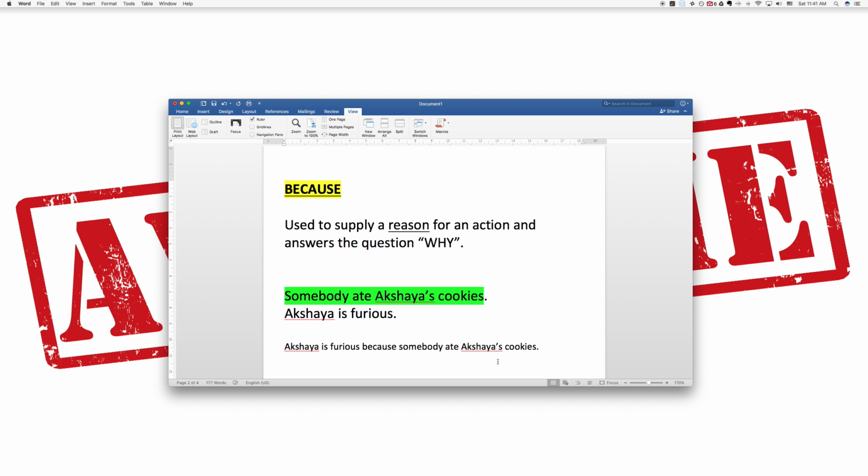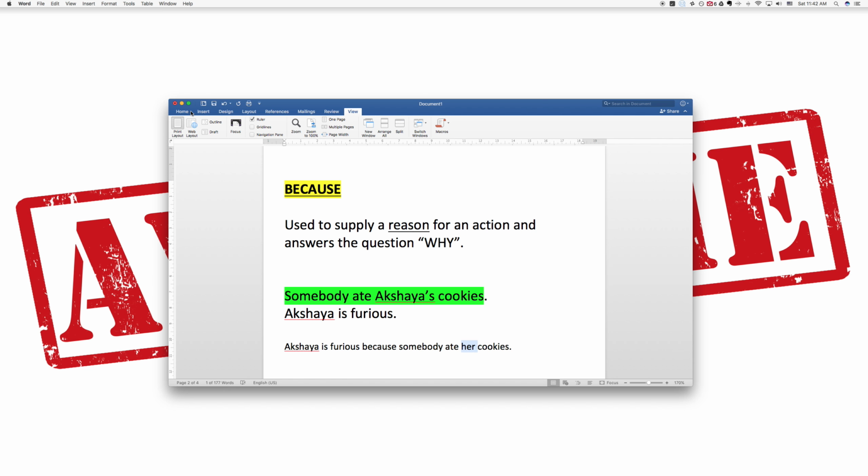Yes, Akshaya is repeated. Can you see that the name Akshaya occurs at the beginning of the sentence and again in the middle? Now we know that one of the rules of synthesis is that whenever a subject is repeated, we have to change the second occurrence to a pronoun. Now, Akshaya, hello Akshaya, is a girl. So we need to change Akshaya's to a pronoun that shows that the cookies belong to her. So somebody ate her cookies.